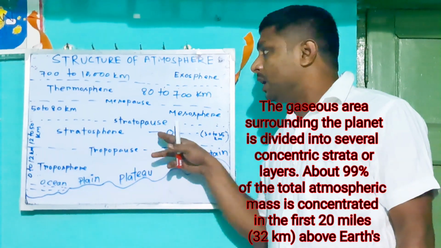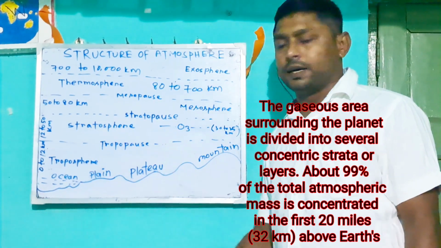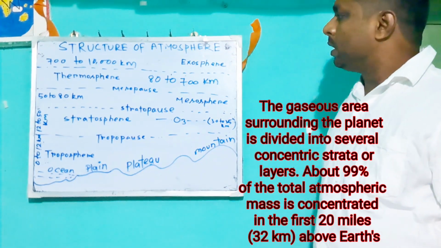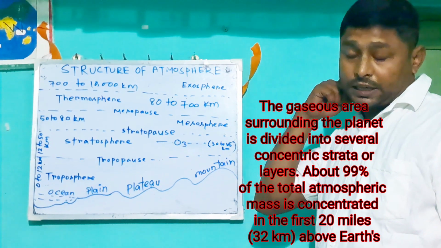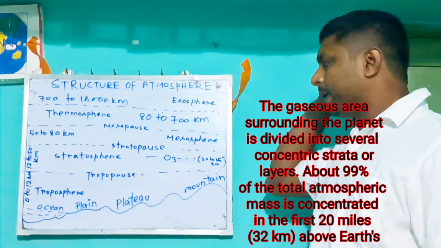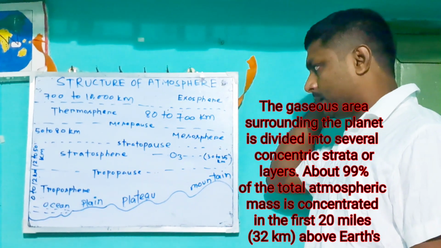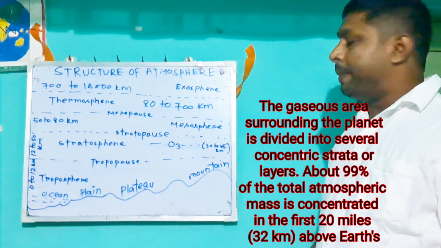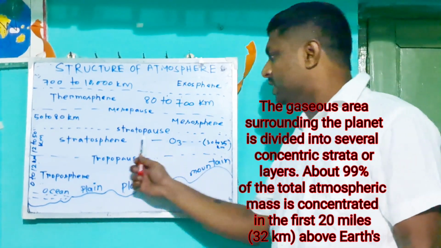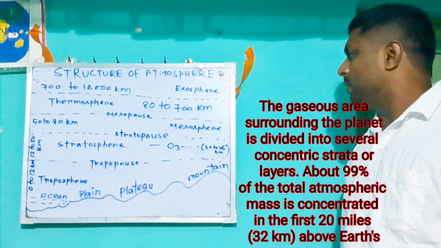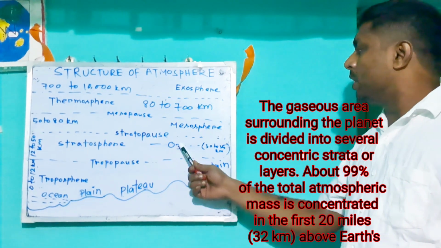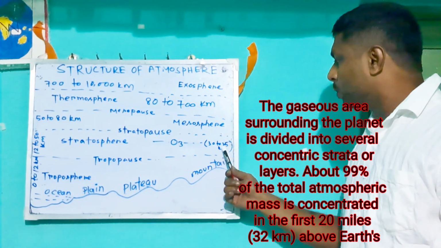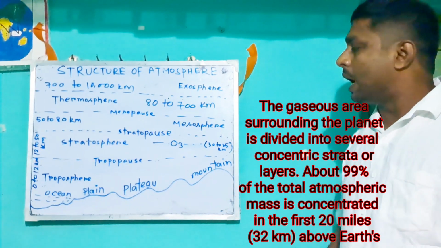Now come to the next layer of the atmosphere. It is called the stratosphere. The stratosphere extends from 12 kilometers to 15 kilometers above the earth's surface. This layer is also very important, but its temperature is lower than the troposphere, and this layer is also very calm. That's why most balloons and aeroplanes travel in this layer. This layer also has an important layer we call the ozone layer, or O3, located at 30 to 35 kilometers above the earth's surface.